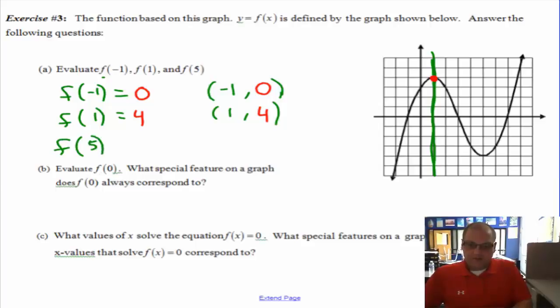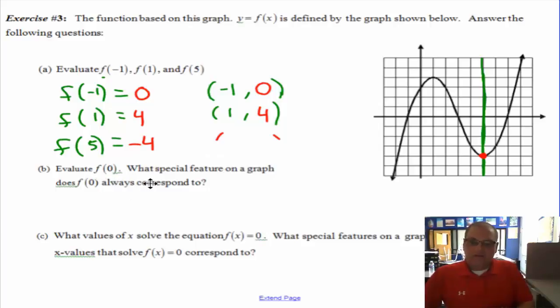F of 5. Okay, so where is it? 5: 1, 2, 3, 4, 5. Right there, and that's where it hits the actual graph. And that's at negative 1, 2, 3, 4, so negative 4. So we could say 5, comma, negative 4. Very Christmassy here, right? All right. Very good.